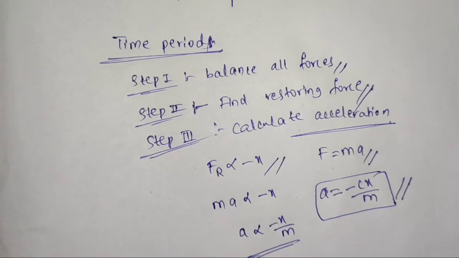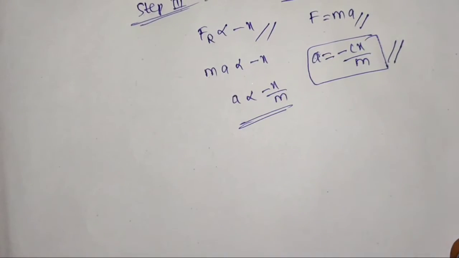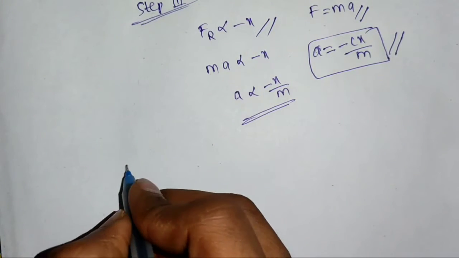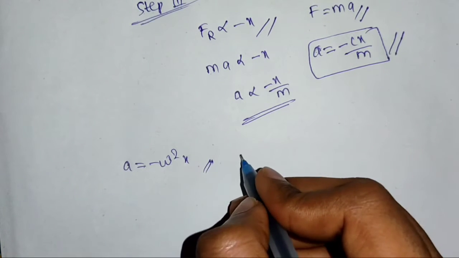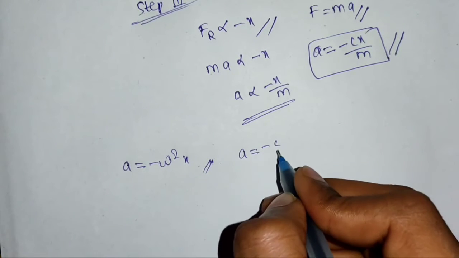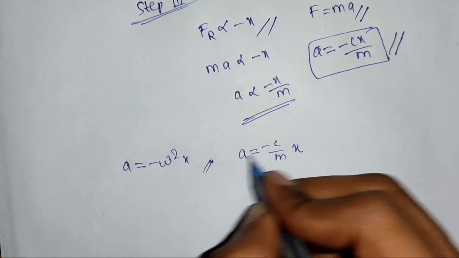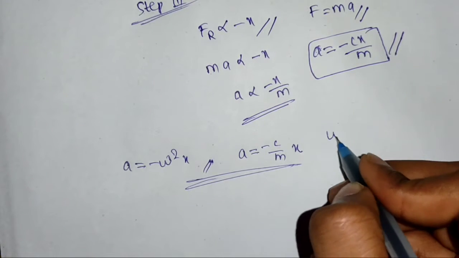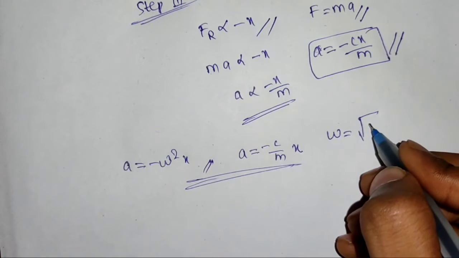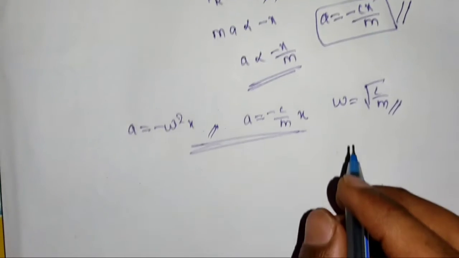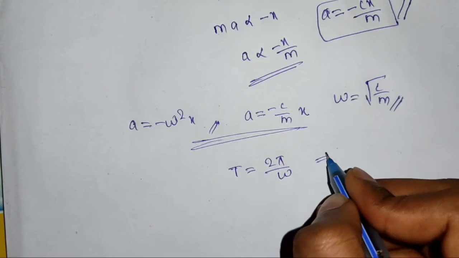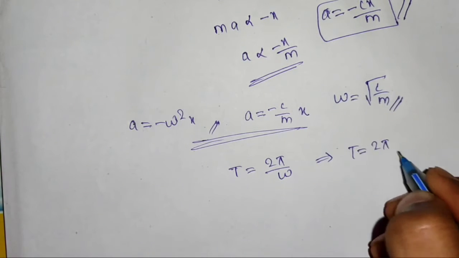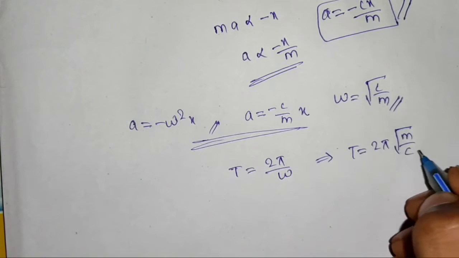Okay. From the SHM equation, we know that acceleration is equal to minus omega square x. Here we get a is equal to minus c by m x. On comparing both the equations, we get omega is equal to under root c by m. We know that time period is equal to 2 pi by omega. So we get time period is equal to 2 pi under root m by c.